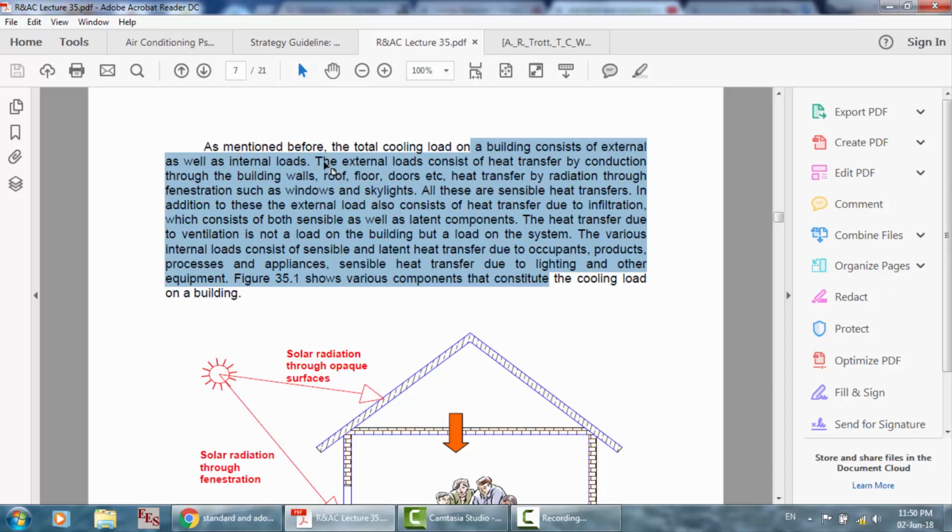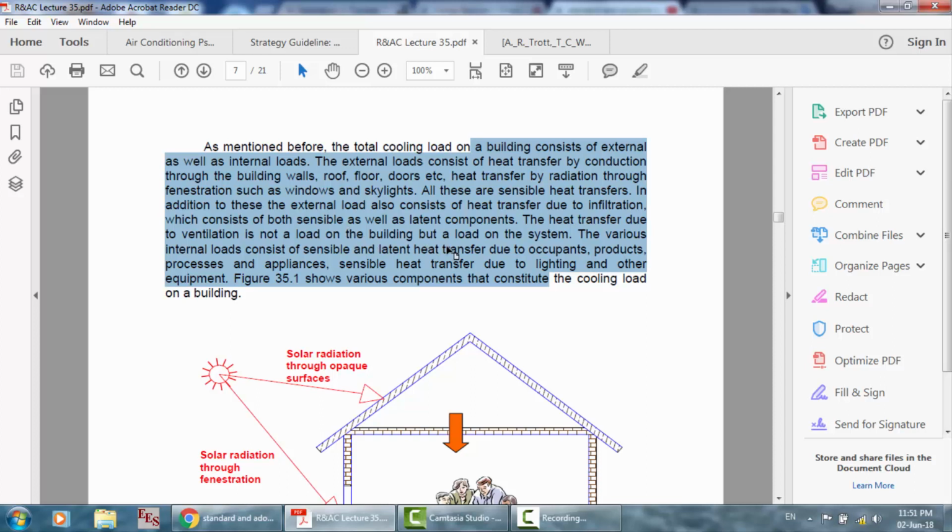So we have here the external loads: conduction through the building walls, roof, floor, doors, and heat transfer by radiation through fenestration, such as windows and skylights. We talked about skylights too. All these are sensible heat transfer. In addition, the external load also consists of heat transfer due to infiltration, which consists of both sensible as well as latent components. The heat transfer due to ventilation is not a load on the building, but a load on the system.